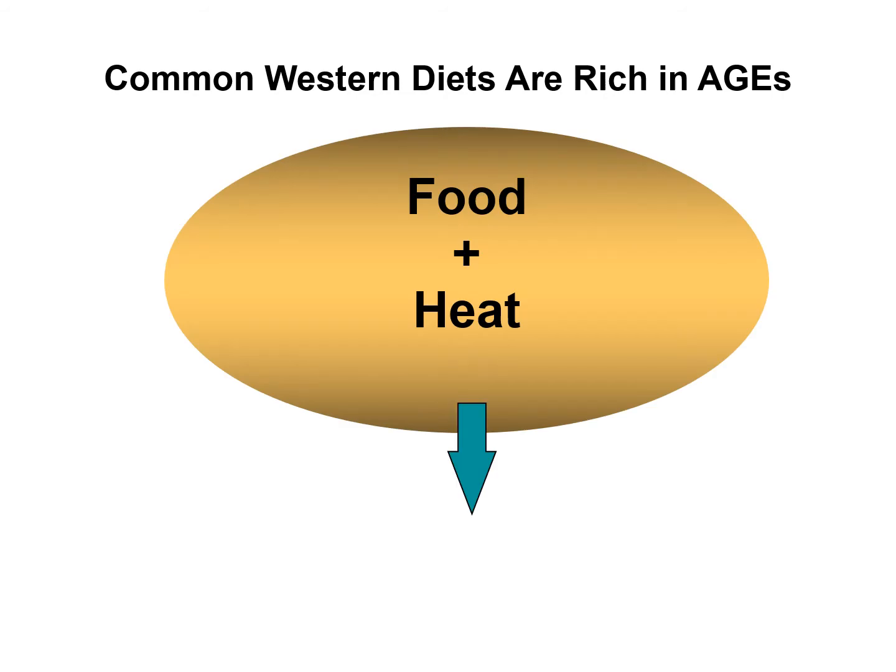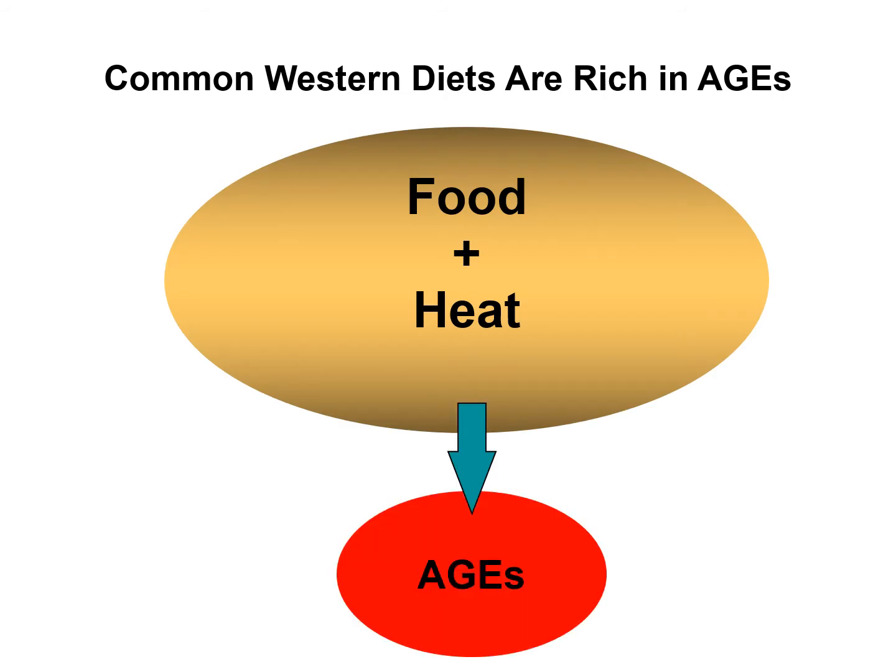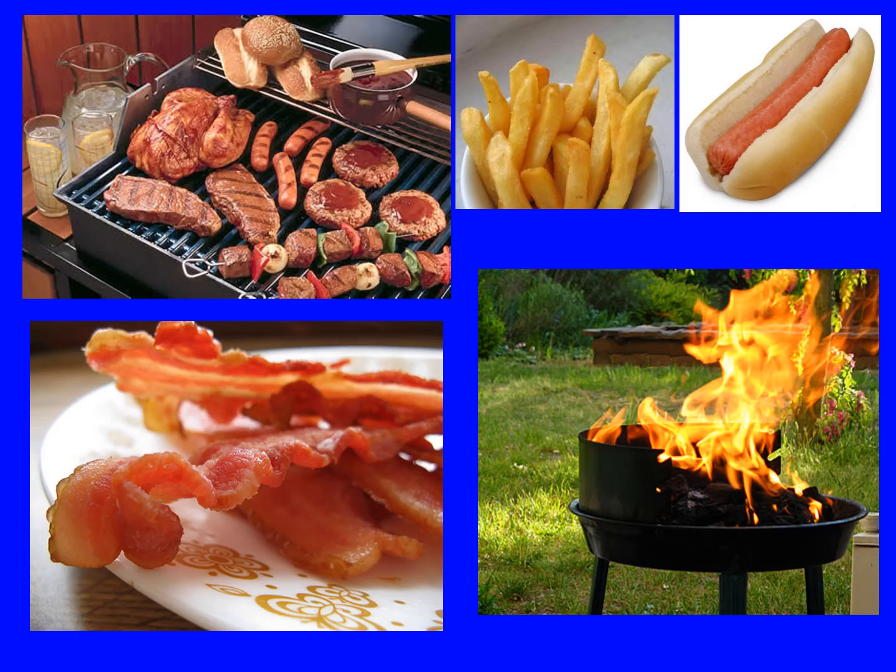Modern Western diets are rich in AGEs. Cooking with heat under dry conditions such as grilling leads to significant formation of AGEs, especially in animal-derived foods, which are also rich in fat. These images depict the AGE-rich food we are talking about.